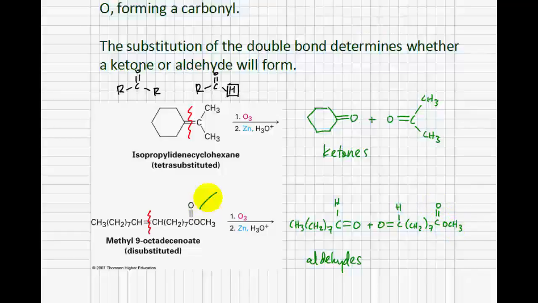Notice the C double bond O is not affected. Just like how catalytic hydrogenation only reacted with the CC double bonds, the ozonolysis will only break CC double bonds. CO not affected, CN double bonds not affected.